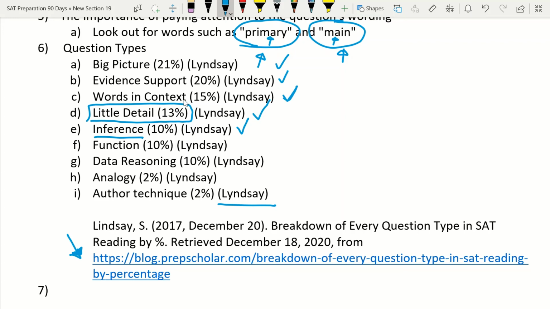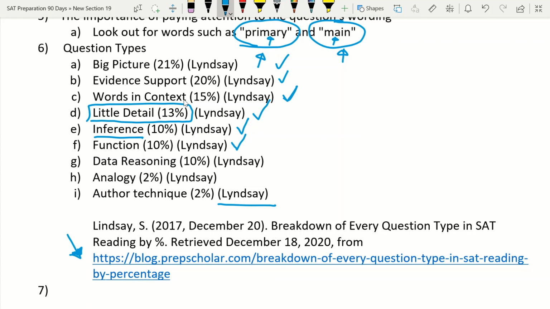Next up, you have function questions, right? So that would be, for example, why did the author choose to include, say, paragraph 3, or why did the author choose to include this quotation from this famous doctor? So what you're going to want to do there is just think big picture about the passage for a minute: what's the purpose of including this in this passage as a whole?